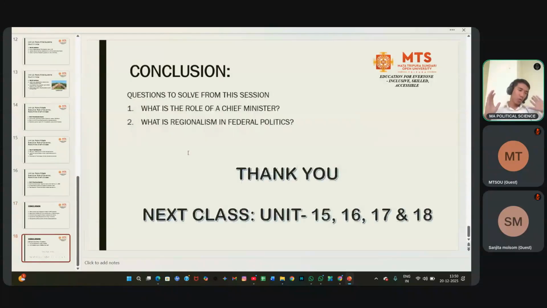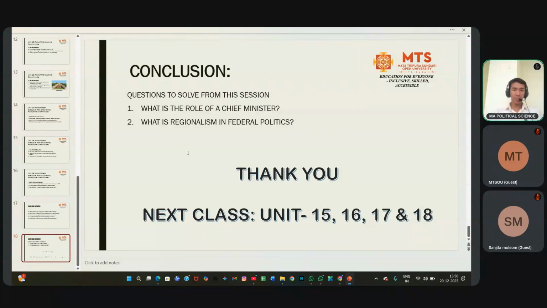So we have come to the concluding part for today's session. What is the role of the Chief Minister? We have seen the role of the Chief Minister is to coordinate with the center. The role of the Chief Minister is also to maintain law and order in the state. So these are the roles of the Chief Minister.